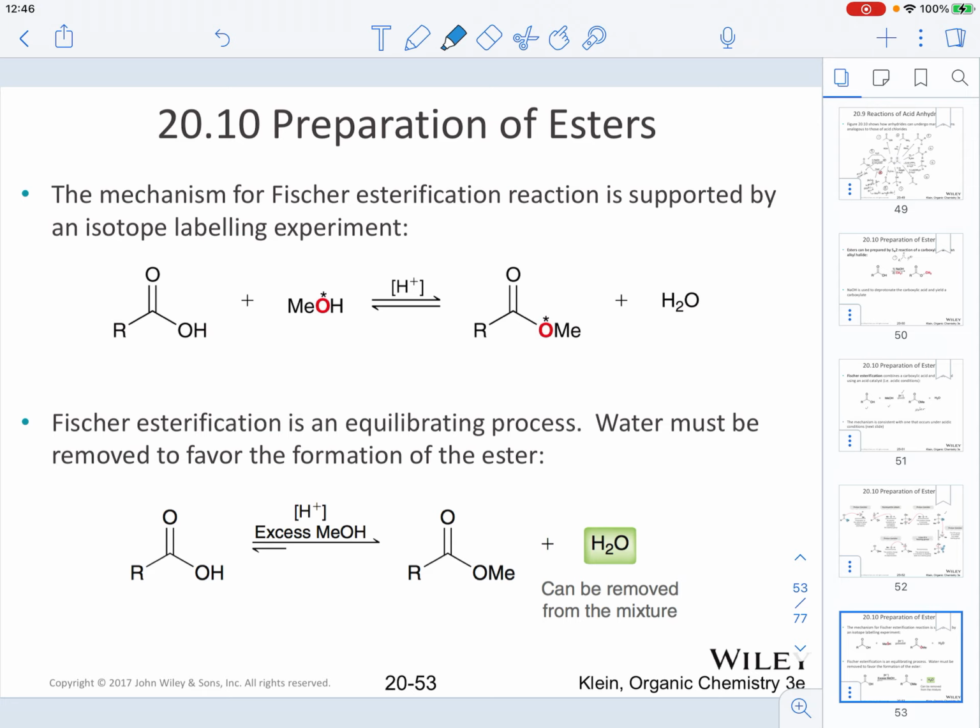So understand that removal of water is putting Le Chatelier's principle in the forefront for making the ester under Fischer esterification conditions.